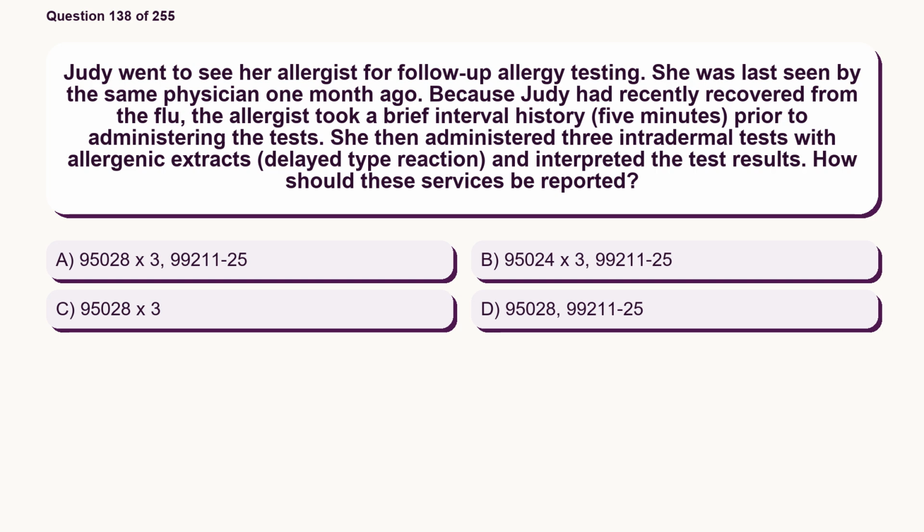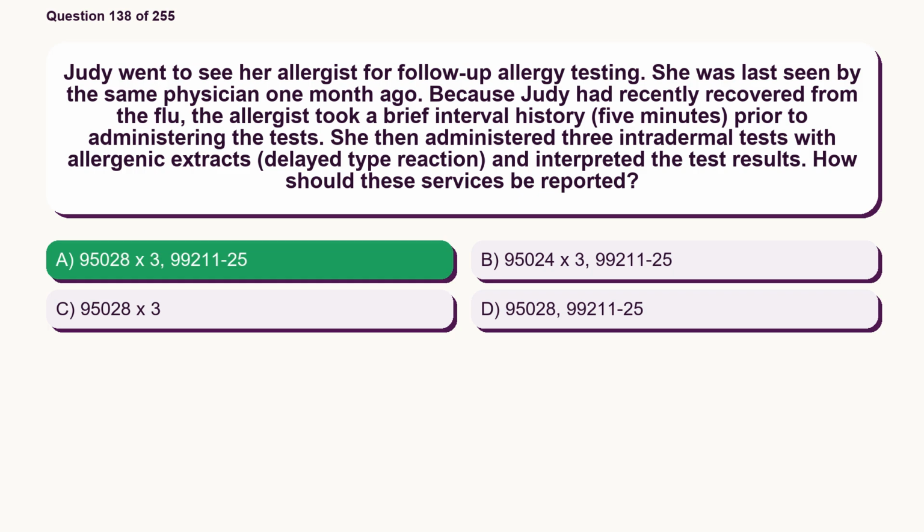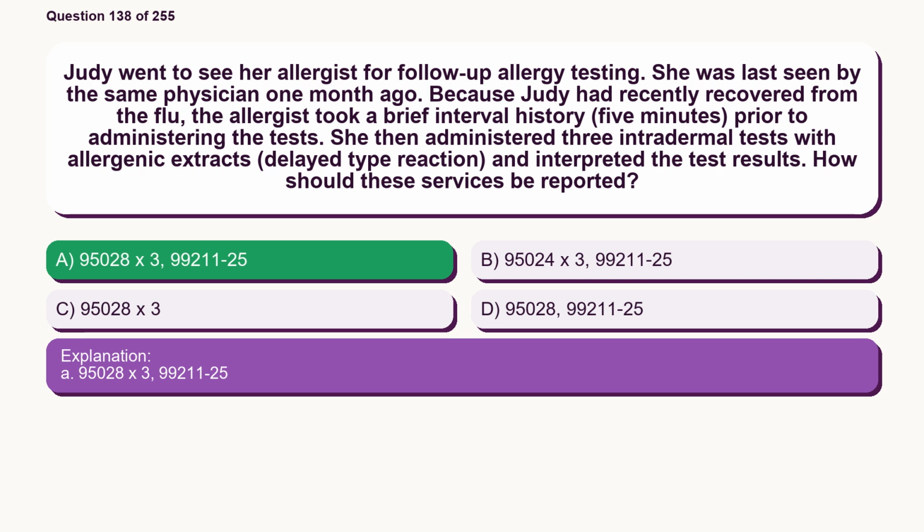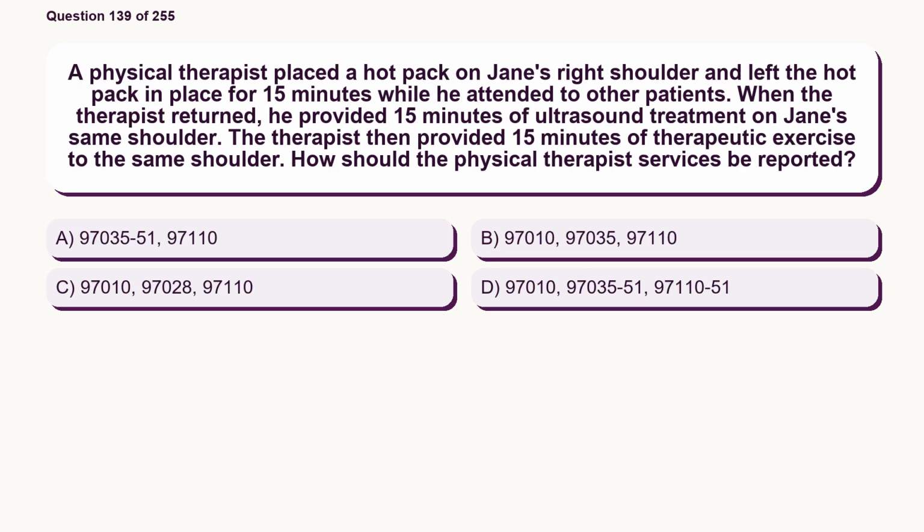Option A, 95,028 x 3, 99,211-25. Option B, 95,024 x 3, 99,211-25. Option C, 95,028 x 3. Option D, 95,028, 99,211-25. The correct answer is option A, 95,028 x 3, 99,211-25. A, 95,028 x 3, 99,211-25.